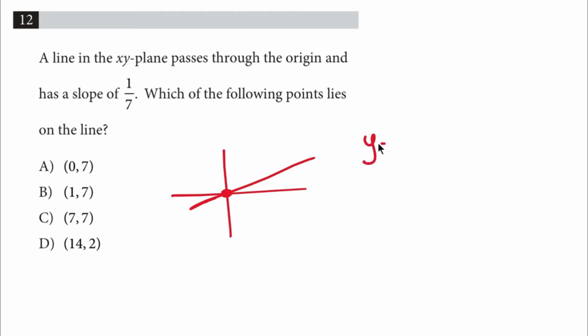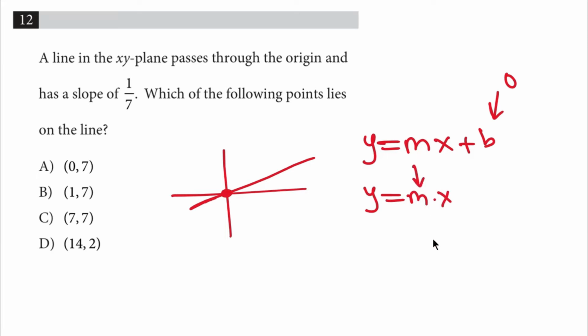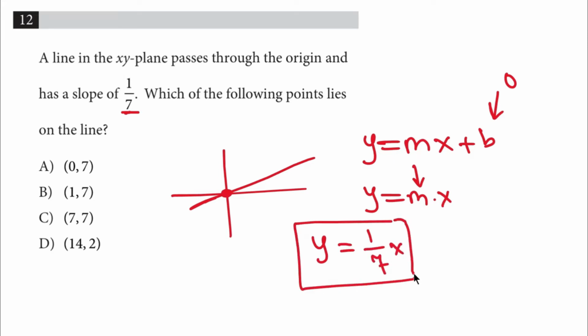In other words, if we were to write the equation of this line in the original linear equation form, b, the constant right here, would be equal to 0, because that's the y-intercept. So we just get y is equal to m multiplied by x, where m is the slope. Now the slope is given to us. y is equal to 1 over 7 multiplied by x, right? And therefore we have found the equation of this line straight away.